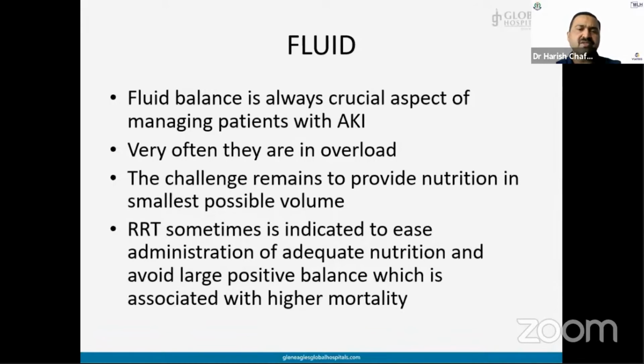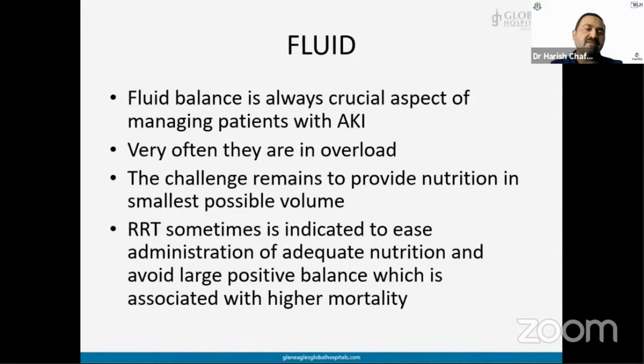And when these patients become hypovolemic, they get a tremendous third space loss and they become swollen from inside, even if they are intravascular. So there is relative intravascular depletion and hypovolemia in this patient, even if they are looking overloaded from upfront. So the challenge remains to provide nutrition in the smallest possible volume.